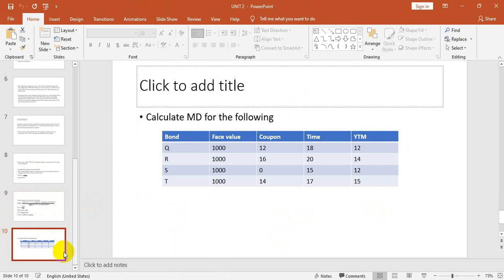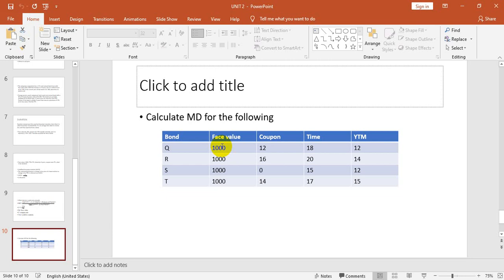So calculate the Macaulay duration for the following: QRST, face value 1000 in all the years he has given you, and 1000 he has given in all the years, 12, 16, and 0 and 14. Time is 18, 20, 15, 17. YTM 12, 14, 12, 15 as such. So let's do a problem on this. First of all, you need to calculate the modified Macaulay duration over here. So let's start doing this problem.